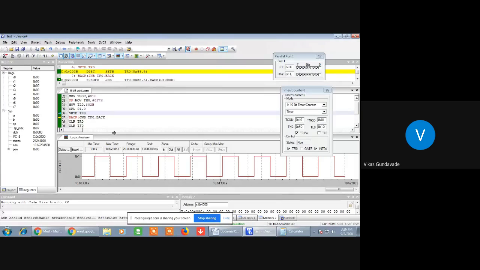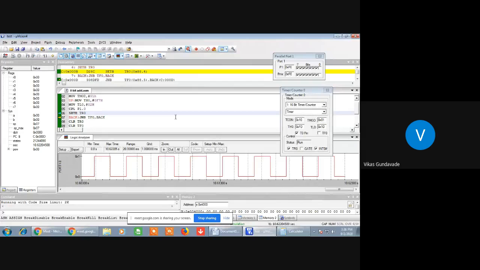Okay, that means for 2 milliseconds and 5 milliseconds. I think I have shown you the demonstration. Okay, so that is all about the timers. Now this program we have done in assembly language.